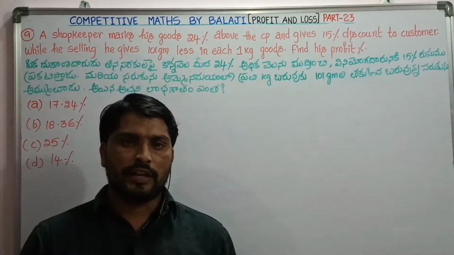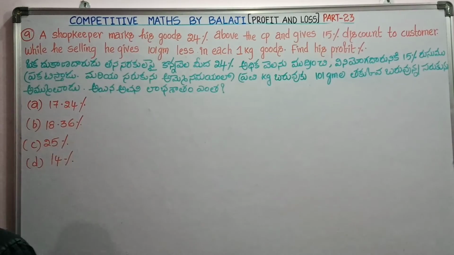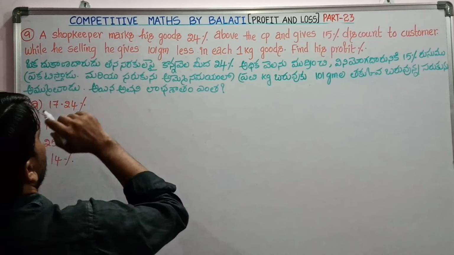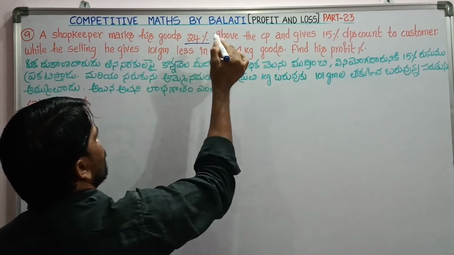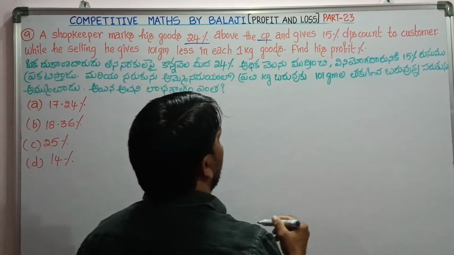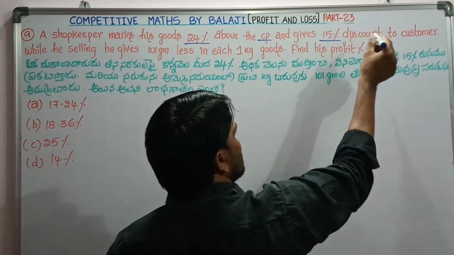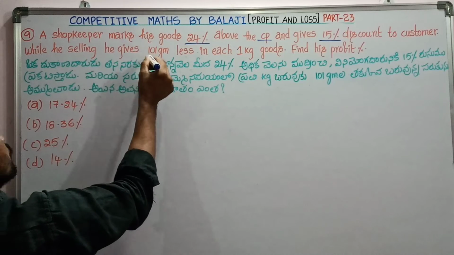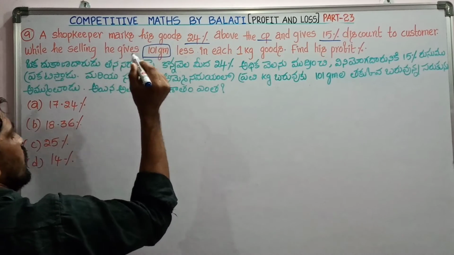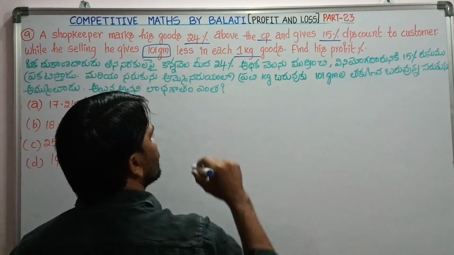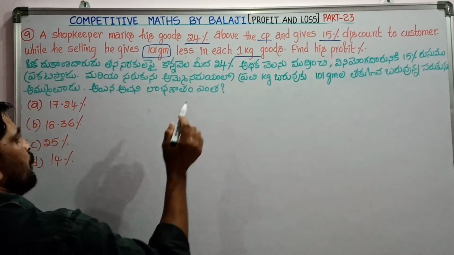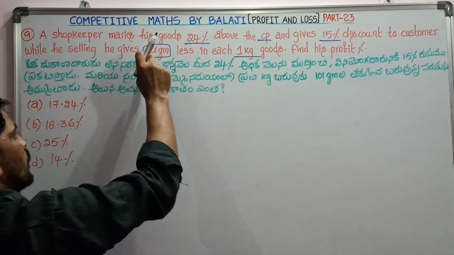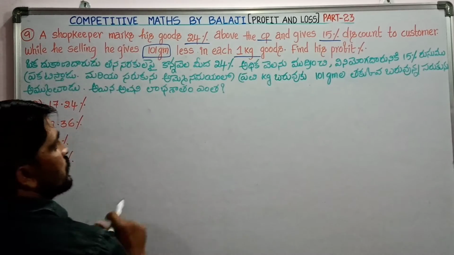Okay. Next question. Question number 9. A shopkeeper marks his goods 24% above the CP and gives 15% discount to the customer. While he's selling, he gives 101 grams less in each 1 kg of goods. For every 1 kg of goods, he gives 101 grams less goods.